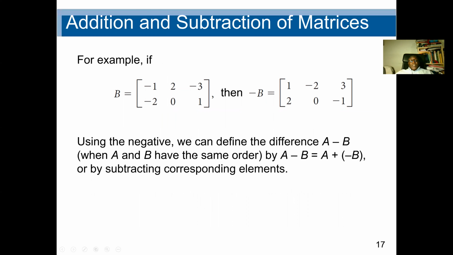So here we have B equal to -1, -2, 2, 0, -3, and 1. Then negative B will be what? We just change the sign of all the elements. So -1 becomes 1, -2 becomes 2, 2 becomes -2, and we know 0 is 0. Then -3 becomes +3, and +1 becomes -1. So this gives us what is on the right, -B.